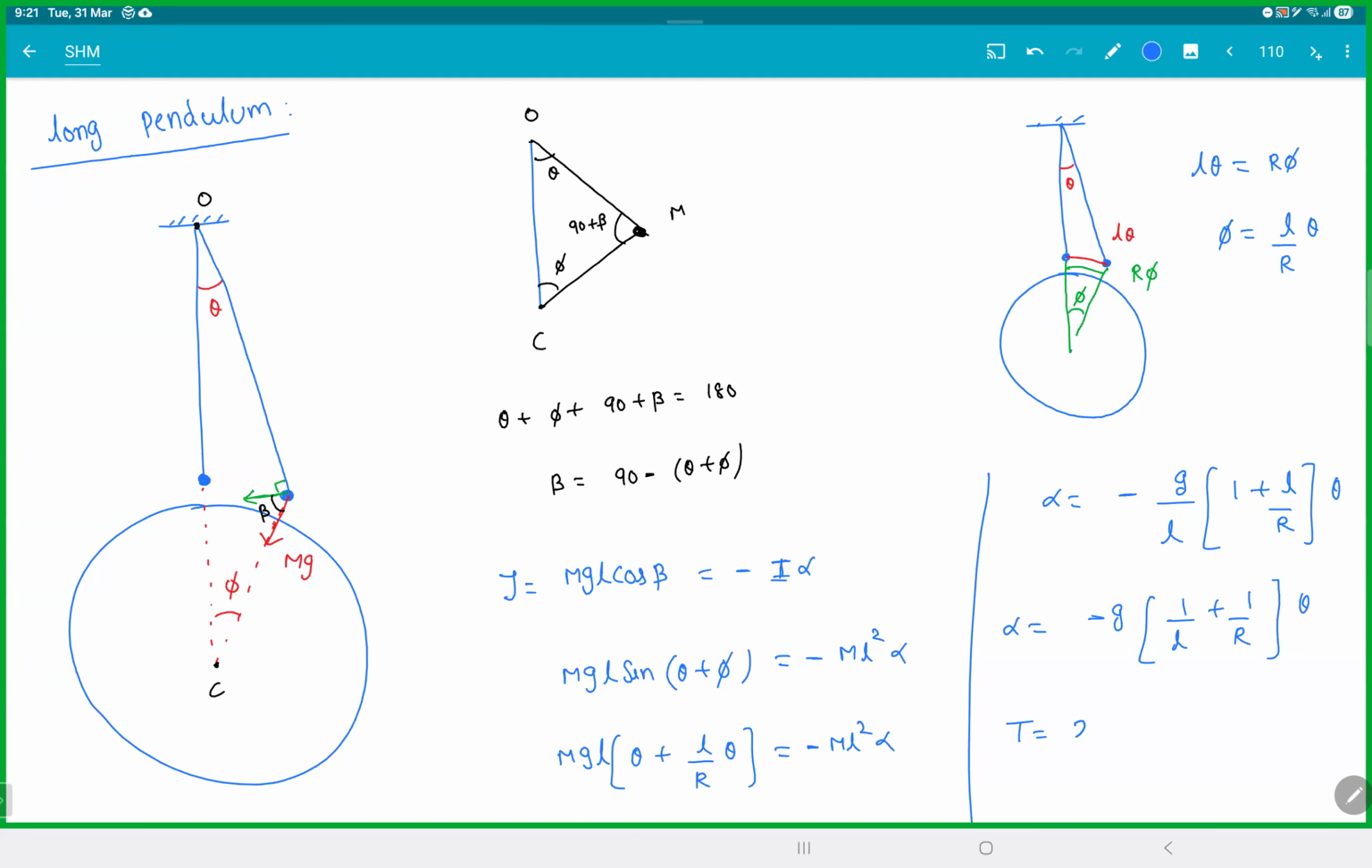Therefore, the time period is given by 2 pi root over 1 by g into (1 by L plus 1 by R), where R is the radius of the planet. That's your time period there.